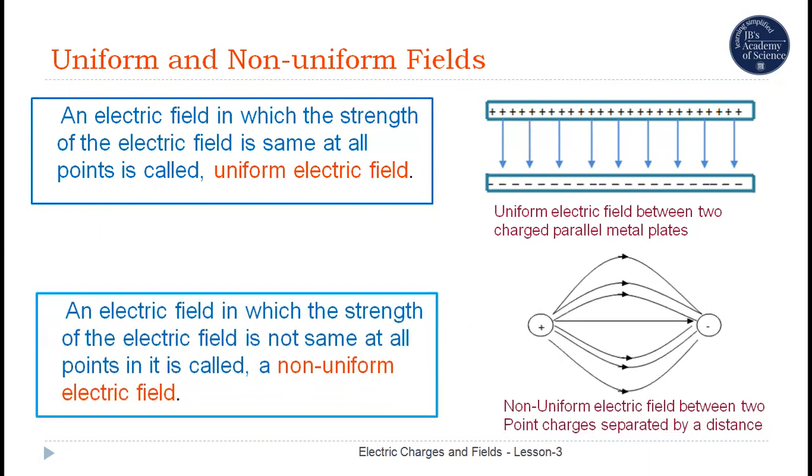Now, if the electric field intensity at all points in an electric field is not same, then what do you call it? It is a non-uniform electric field. So if you have a positive charge and a negative charge, then the space around them will be an example for non-uniform electric field. Electric field intensity will not be same at all points.